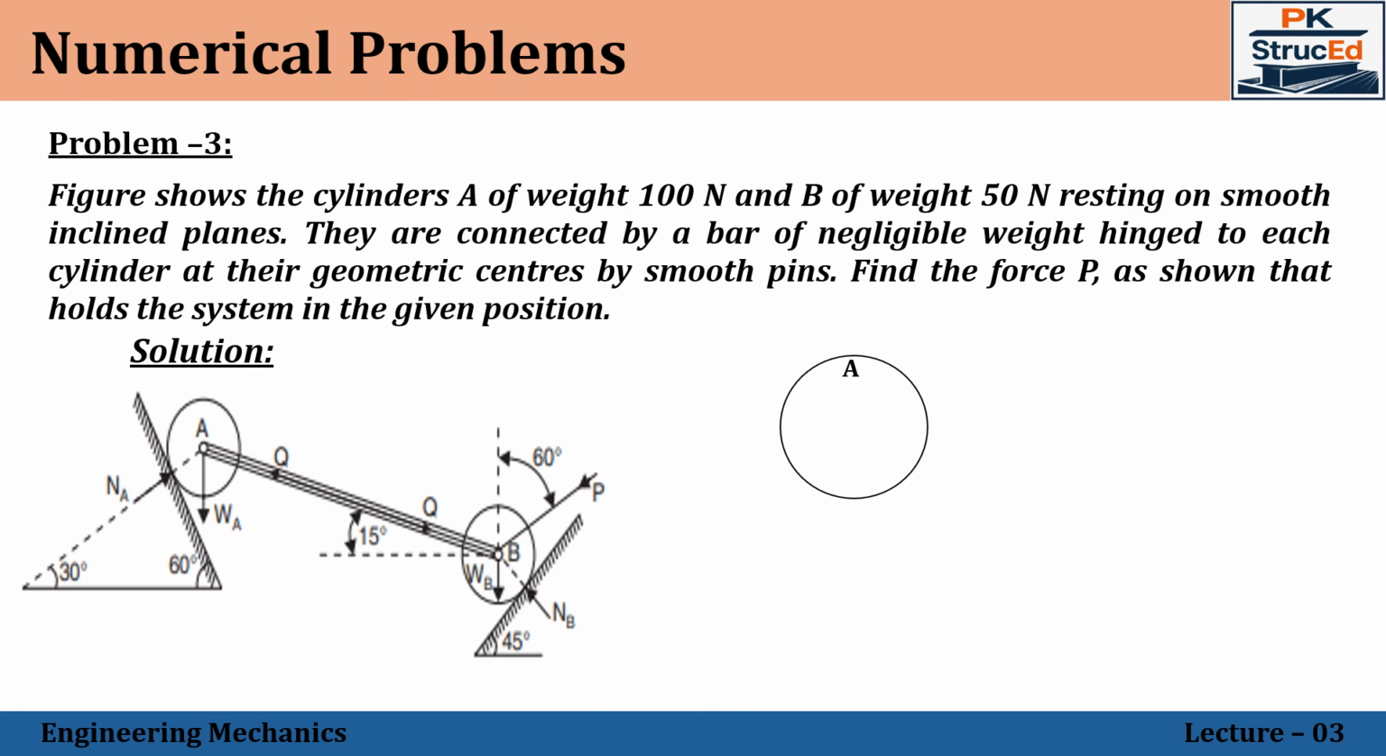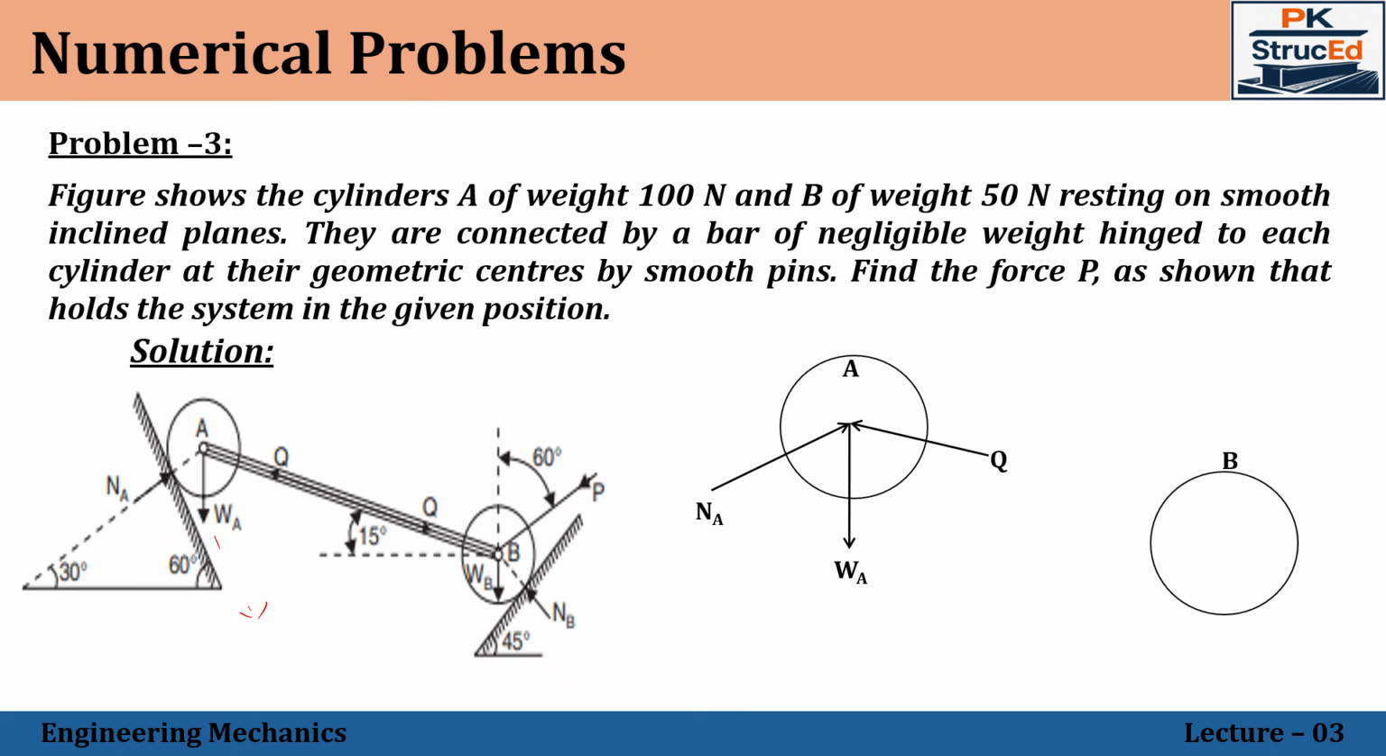Let us draw the free body diagram for cylinder A. The weight will be acting vertically downwards. Let it be WA, which is known, 100 Newton. Then we have the normal reaction from the plane, NA. We also have the bar, which gives a force acting towards the joint. If this acted downwards, the cylinder would tend to slide downwards. So that is the reason it has been given an opposing force in the upward direction. Let it be Q, which makes an angle of 15 degrees with respect to the horizontal.